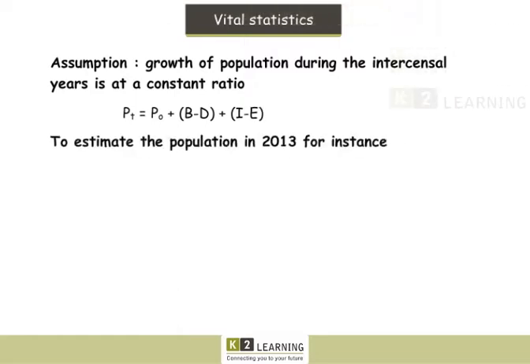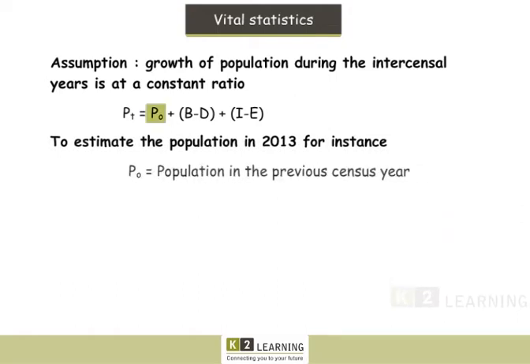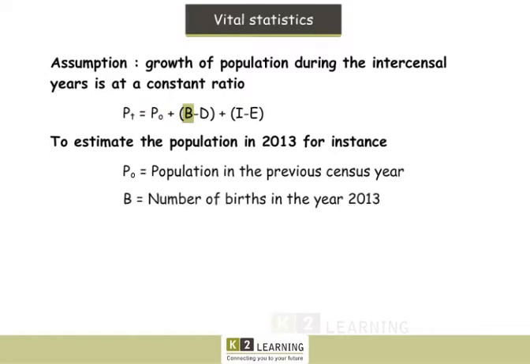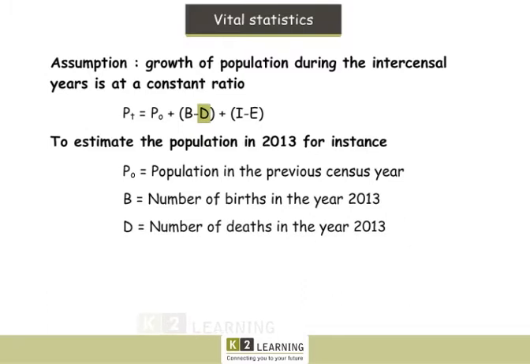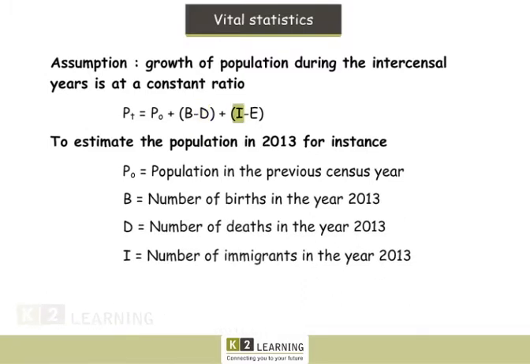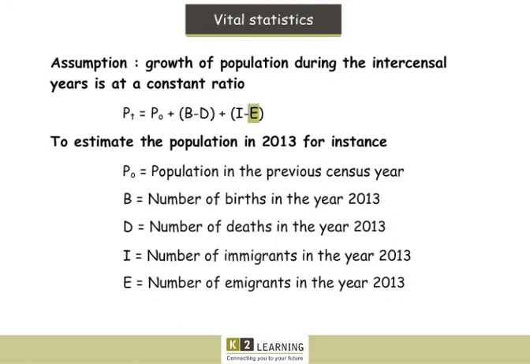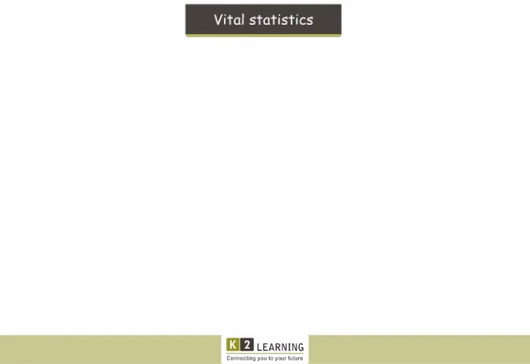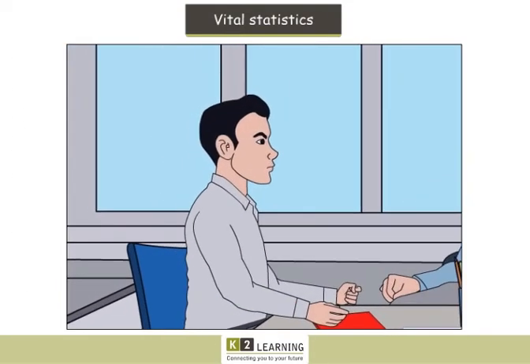Suppose we want to estimate the population for the year 2013. P0 will be the population in the previous census year. B is the number of births in the year 2013. D is the number of deaths in the year 2013. I is the number of immigrants in the year 2013. And E is the number of emigrants in the year 2013. Understood? Yes, sir.